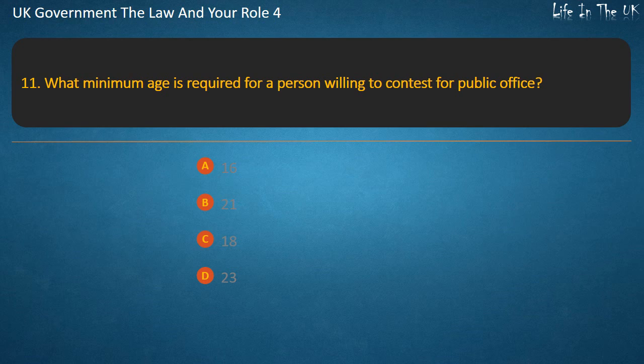Question 11. What minimum age is required for a person willing to contest for public office? 16. 21. 18. 23. Answer. 18.